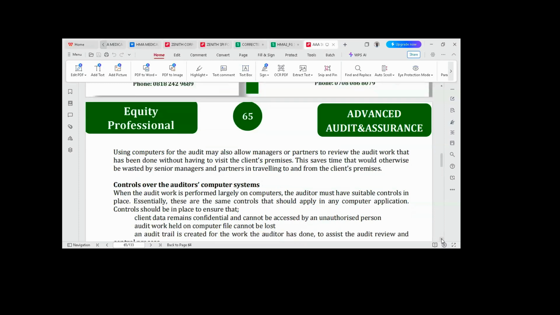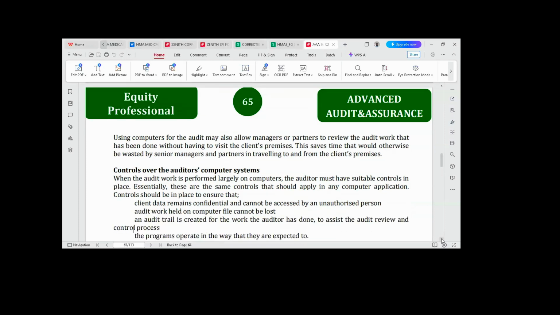So there are controls they put in place to ensure that the information on their system is not breached. Some of the controls ensure that the client data remain confidential and cannot be accessed by unauthorized persons. So unless you work in an audit firm, you can't have access to the information on your auditor's laptop. Okay. Now, audit work held on computer file cannot be lost because they have made room for what?